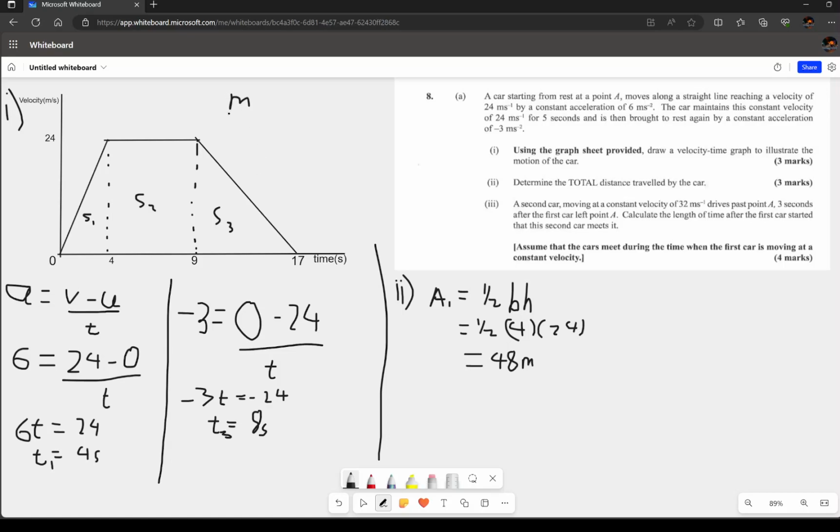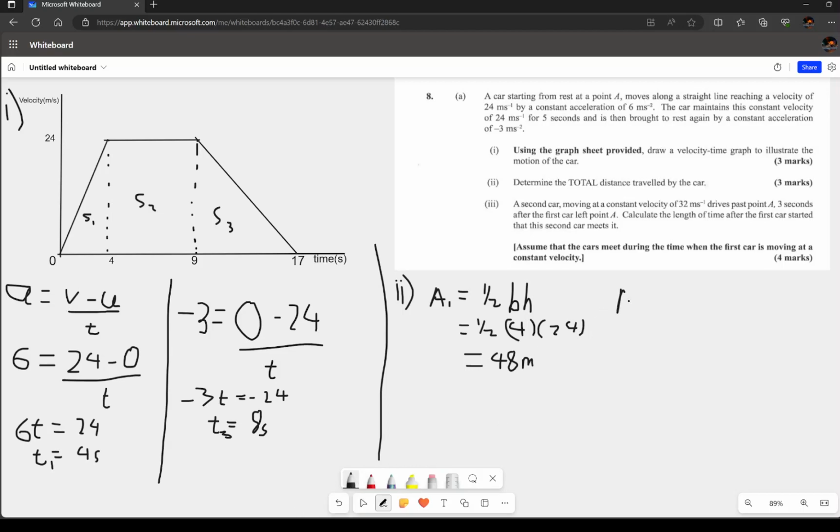So m over s, which is meters per second, multiplied by s, which is seconds. This corresponds to velocity times time. These two are going to cancel. You're going to be left with meters, and meters is, of course, the unit that measures distance. So that is why your area is going to be measured in meters in this case, because your area is actually representing a distance. So that's important to note.